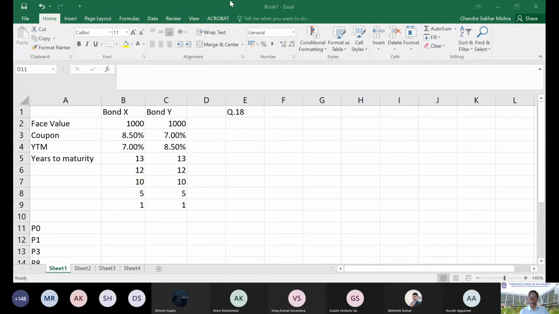Okay, no problem. So why is it a discount bond? Because the coupon is less than the YTM. No, I am not saying. I am asking you, comparing these two bonds, tell me which is a discount bond. Sorry, you are answering. So why is Y a discount bond and X a premium bond? Okay, very good.